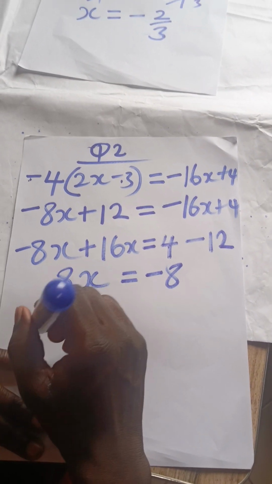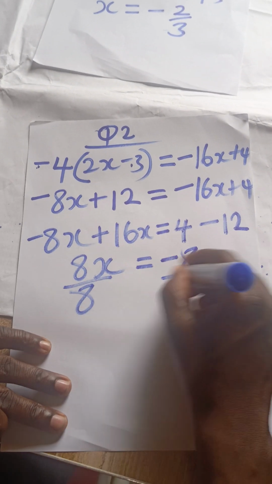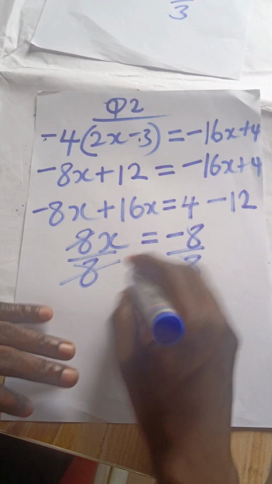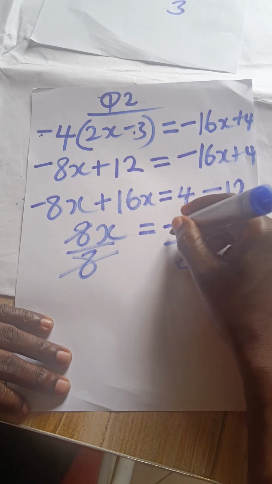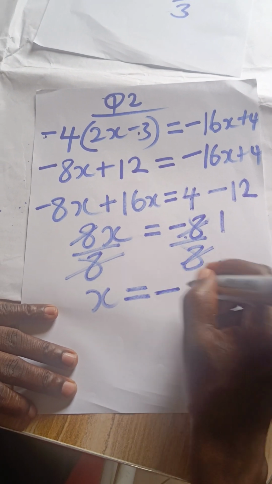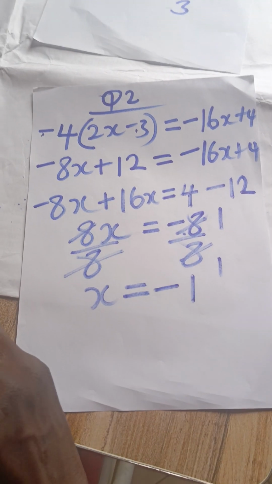Now here, we are to divide both sides by 8. Why do we do that? So that we can get our x. Now 8 over 8 is 1, and negative 8 over 8 is negative 1. So that means x is equal to negative 1.